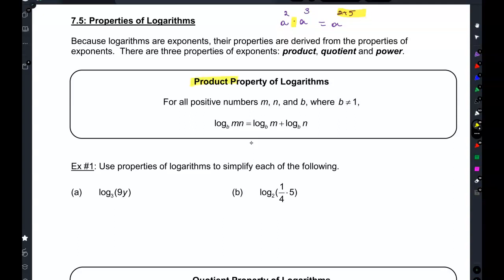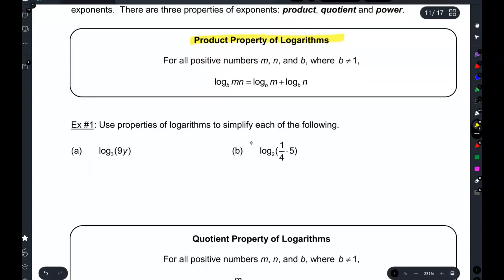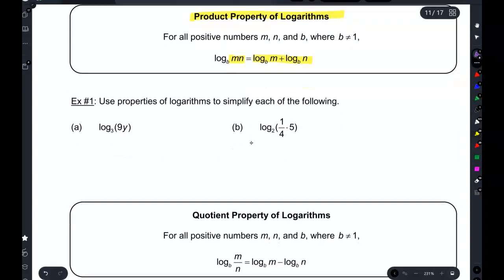So that brings us to the product property of logarithms. If you have log of m times n, you can split it up, give each element inside its own logarithm, and add them. Okay? So for example, if I have log base 2 of x times z, how many elements do I have inside the logarithm? 1, 2. When I split this up, each one of those gets its own logarithm.